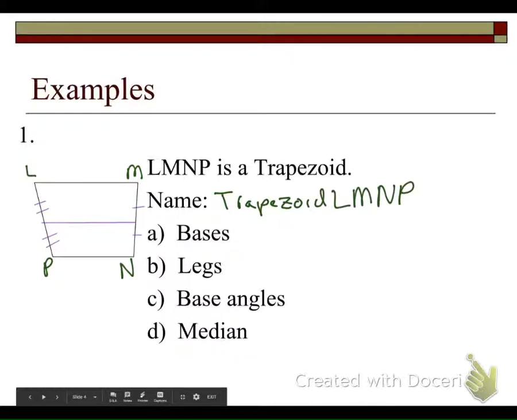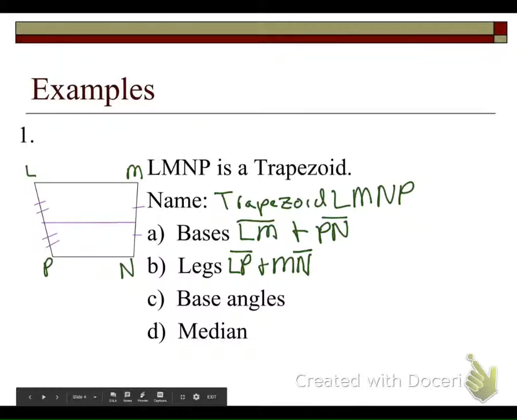And then we want to name our bases. So which ones are our bases? Yep, LM and PN. And we got that from our definition on the previous page. That's the parallel sides. And then you see your legs are the ones that are not parallel. So those are going to be LP and MN. Yep, nice job. She's getting it based on the definition. So the parallel sides are going to be your bases, and the non-parallel sides are going to be your legs.